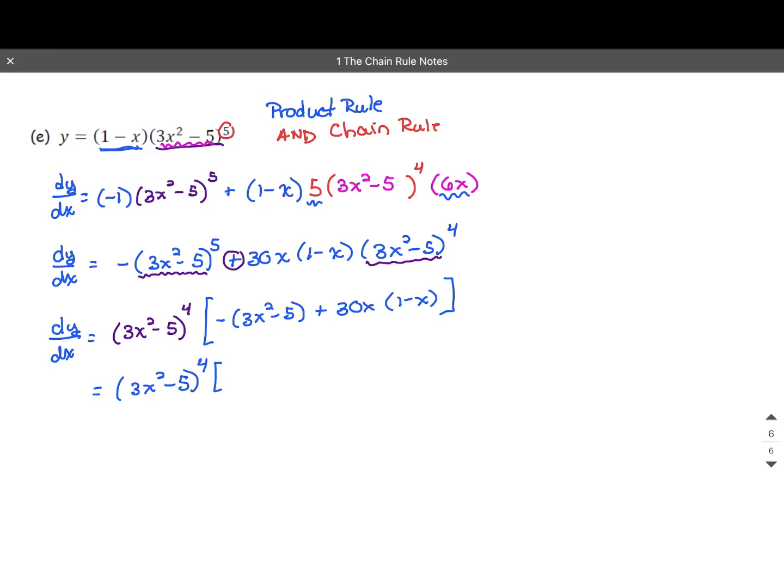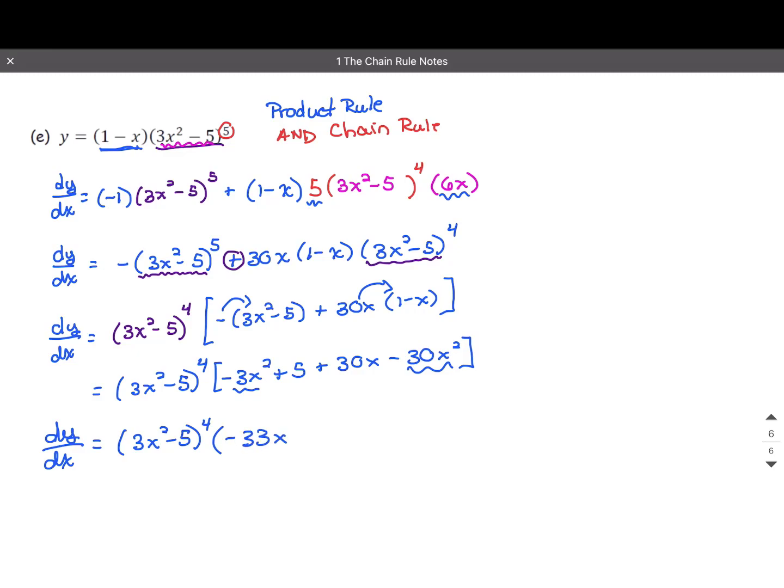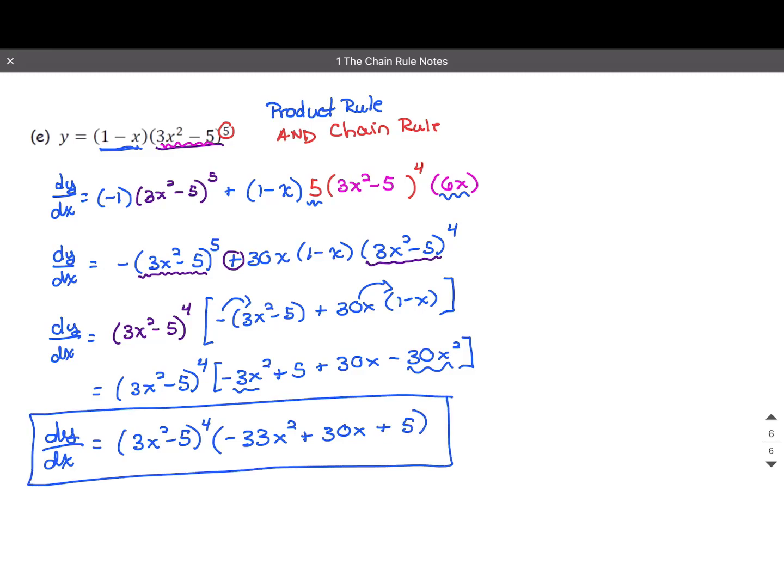Now inside, we've got negative 3x squared plus 5. I'm just distributing that negative. Now I'm going to distribute the 30x, and I'm going to have plus 30x minus 30x squared. So now I have dy dx equals the quantity 3x squared minus 5 to the 4th, and I'm going to combine like terms. I'm going to have negative 33x squared plus 30x plus 5, and now I've completed my derivative. Woohoo! Gets no crazier than that, hopefully.